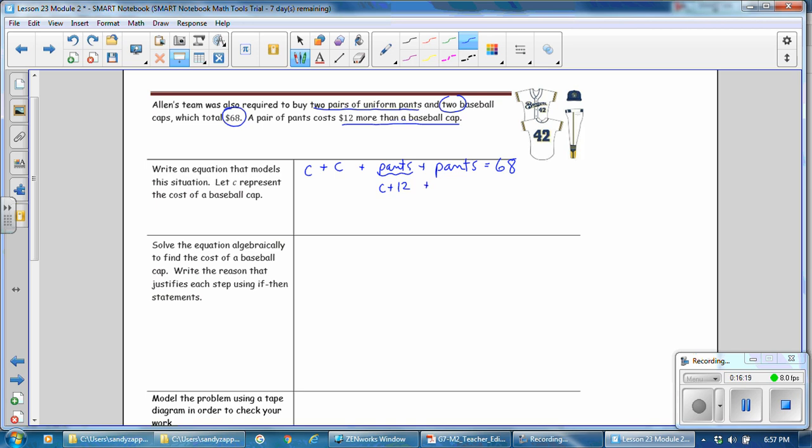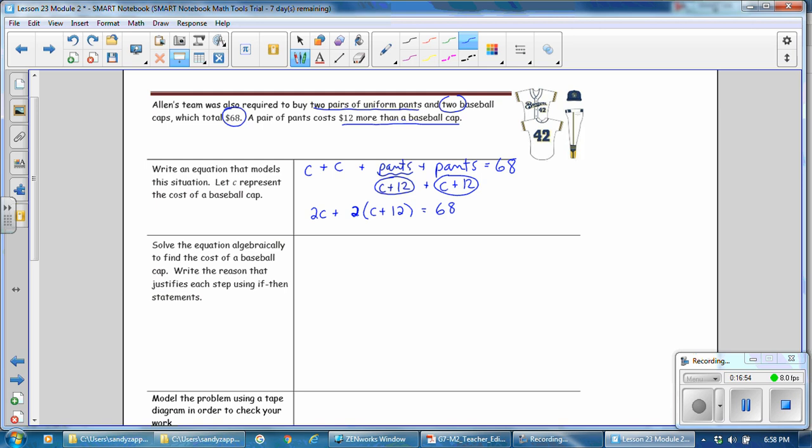And these pants cost the cost of a cap plus $12 more. So here we can put it all together. We're buying 2 caps and we're buying 2 pairs of pants, and the pants cost C plus 12. So instead of writing C plus 12 and C plus 12, I chose to write it this way with 2 times the quantity, C plus 12. And that equals $68. There is more than one way to solve this problem. This is just the way I'm choosing to set it up.